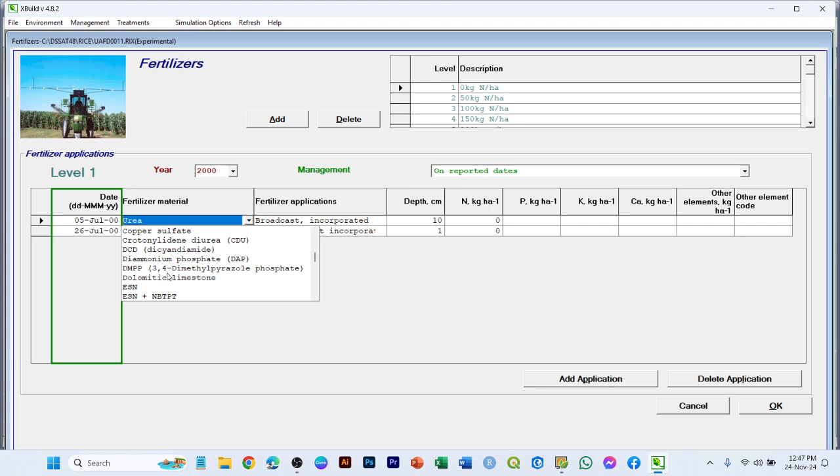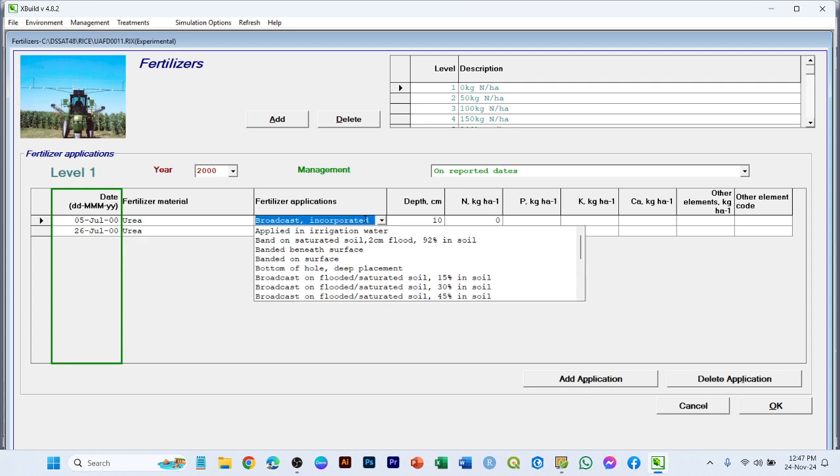So next is the application method. Either you have to apply with the irrigation, broadcast or band on saturated soil, band on surface. So these are the ways basically for application of fertilizer. Normally in our case, we broadcast and incorporate it in the soil. So it depends on your experiments.